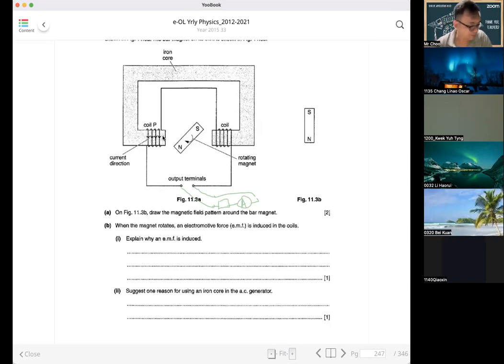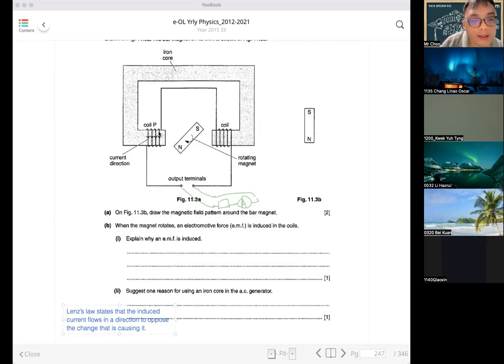Ryan, can you explain? 2 marks. What does Lenz's law actually explain? Lenz's law states that the induced current flows in a direction to oppose the change that is causing it. What is the change here? The change here is the north pole is moving towards coil P.